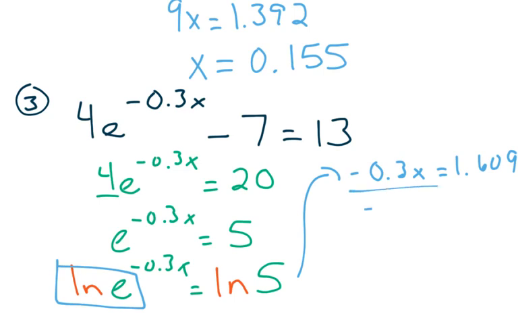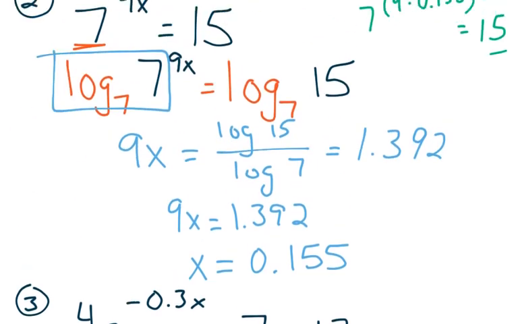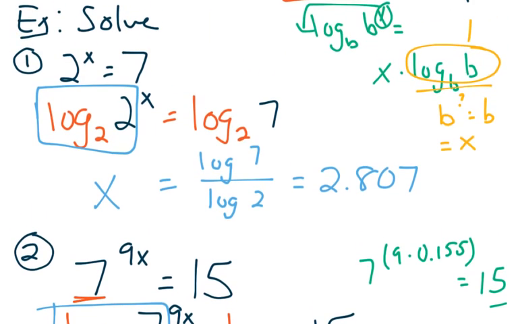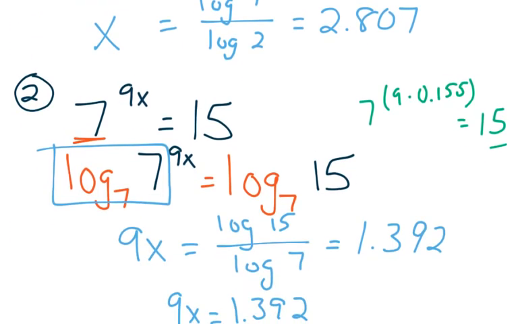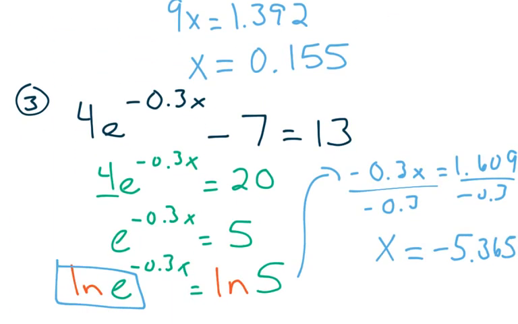We've got one last step. We're going to divide both sides by negative 0.3. Again, calculator work here. x is equal to negative 5.365. Negative 5.365. That beep was the school bell, by the way. So, 3 examples of undoing a base, or getting a variable out of the exponent by taking the logarithm or natural logarithm of both sides. That method is going to be very handy when it comes to solving exponential equations.